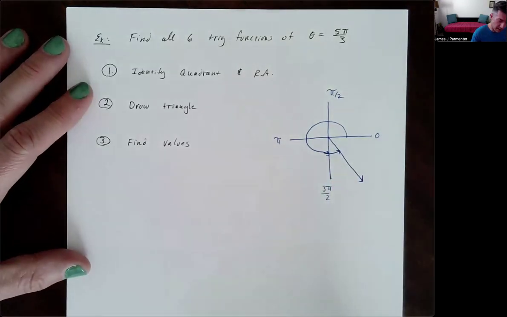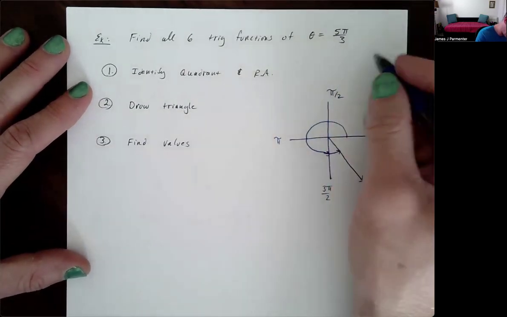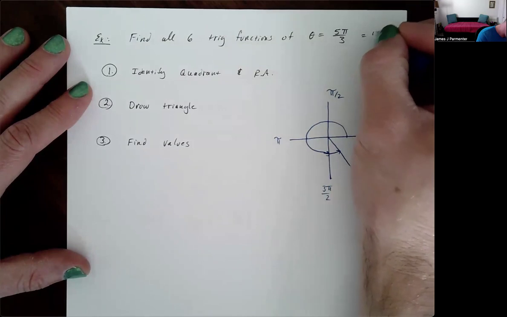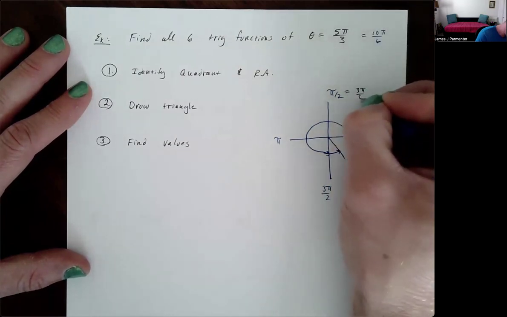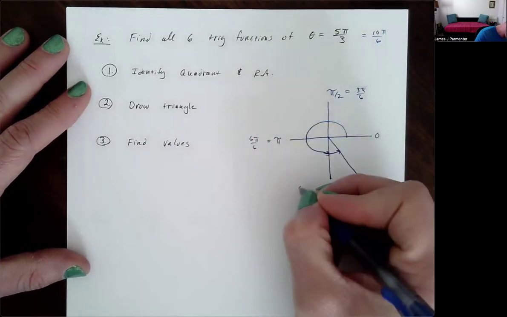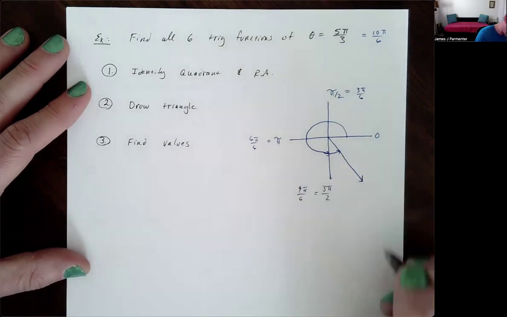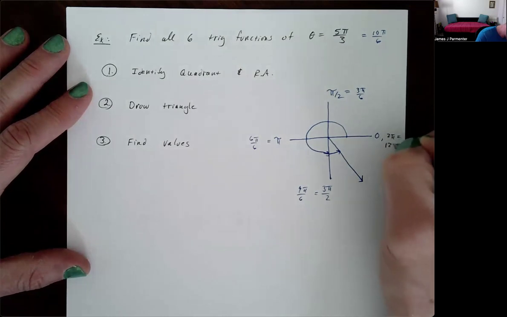How do I know this? Well, if I get a common denominator, I could think of this as 10 pi over 6. This is going to be 3 pi over 6, 6 pi over 6, 9 pi over 6. So it's a little bigger than 9 pi over 6, but it's less than 2 pi, which is 12 pi over 6.